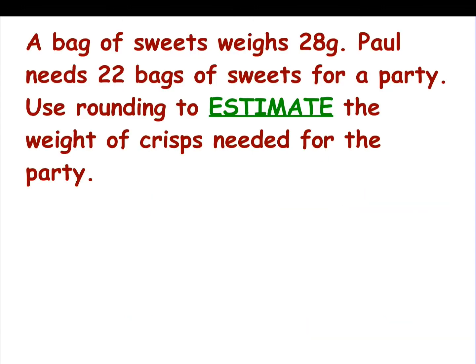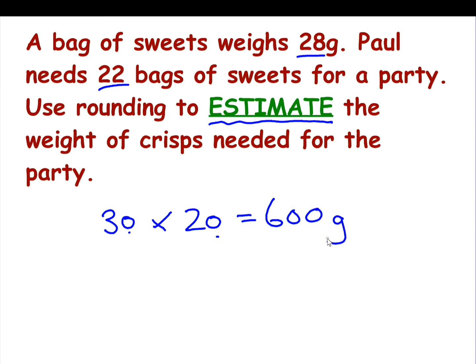So here's an example of a functional skills type question. A bag of sweets weighs 28 grams. Paul needs 22 bags of sweets for a party. Use rounding to estimate the weight of crisps needed for the party. So I don't have to do the exact maths because of this word here. It's telling me to use an estimate. Well, 28 is close to 30 and 22 is close to 20. So if I multiply the two together, 3 times 2 is 6, put the zeros in to complete the calculation, you end up with an estimation of 600 grams. And that's all they're asking for your answer.